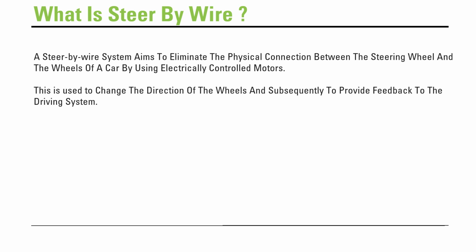So what is steer-by-wire? Basically the steer-by-wire system aims to eliminate the physical connection between the steering wheel and the wheels of a car by using electrically controlled motors. So we don't have a mechanical shaft directly connected to the rod between the two front wheels of the car, where you have complete mechanical connection without any electronics.